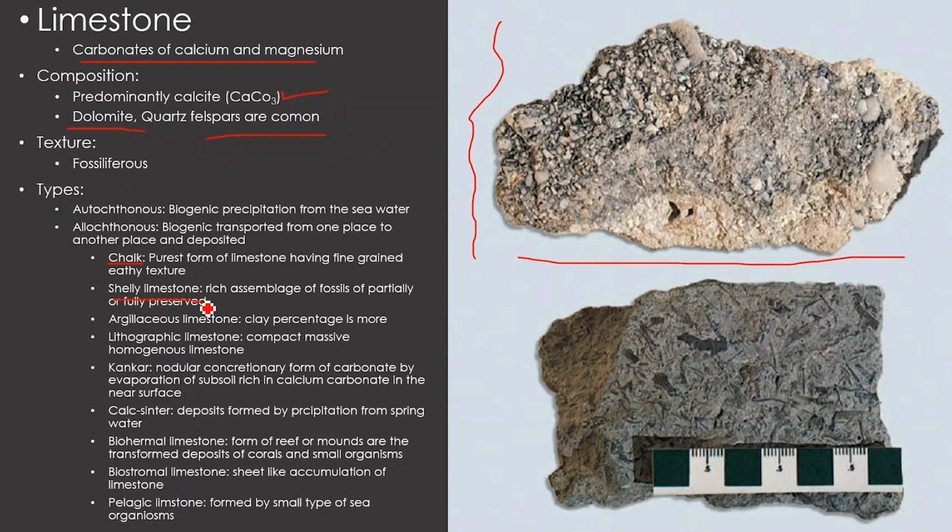Chalk, shelly limestone, argillaceous limestone, lithographic limestone, calc sinter, biohermal limestones, biostromal limestones, pelagic limestones. Whenever you hear this kind of terminology, it gives an idea that this is a limestone made up of calcium carbonate, so it is of chemical or biological origin. At least if you are able to understand that much, it is sufficient at this moment.